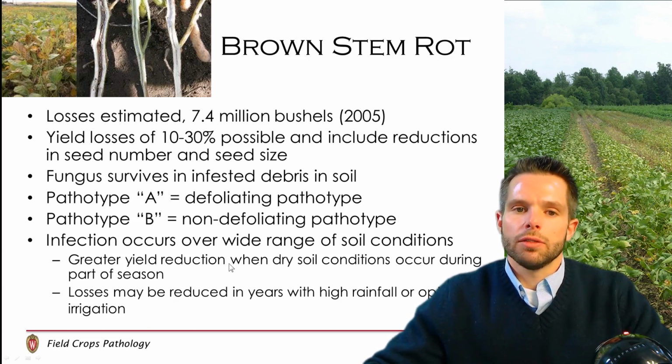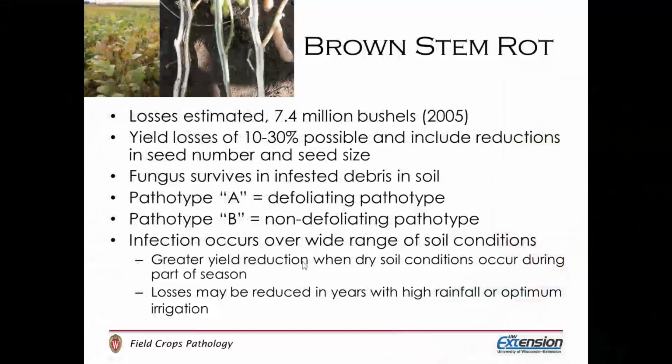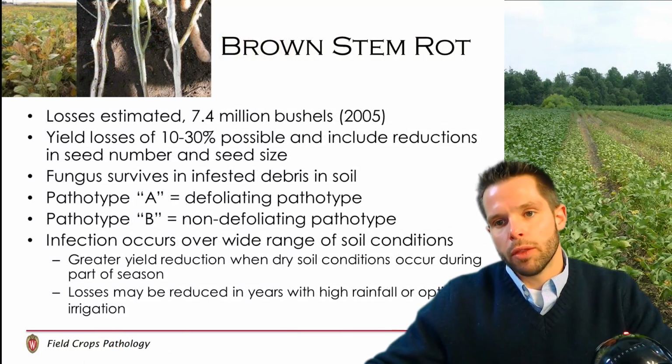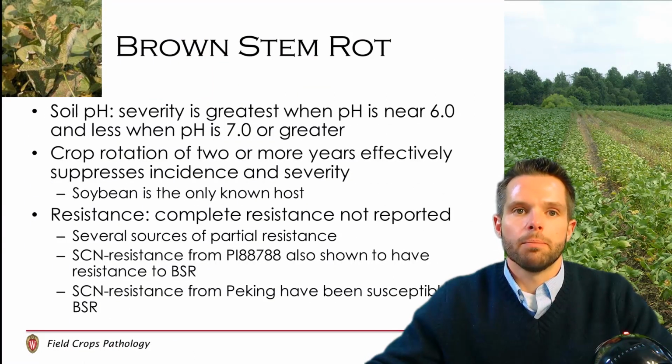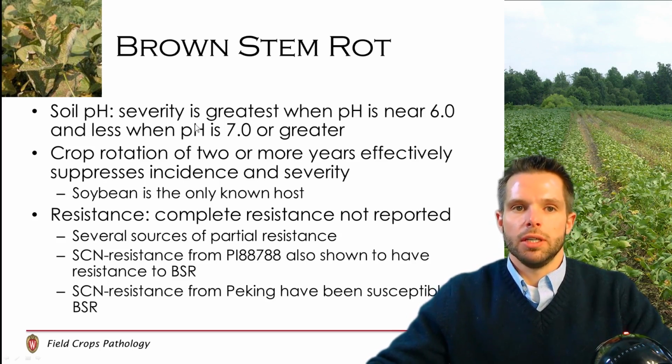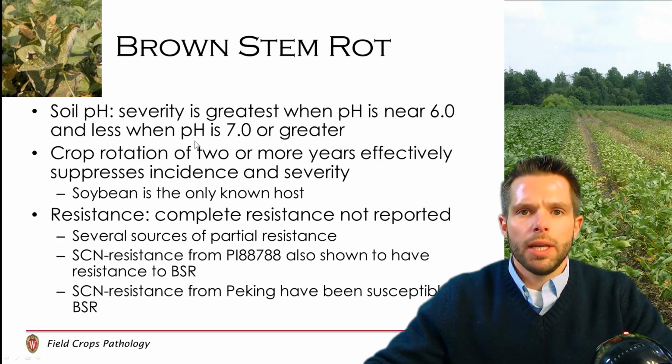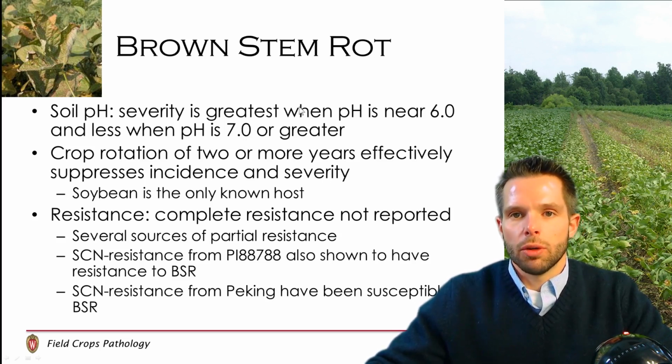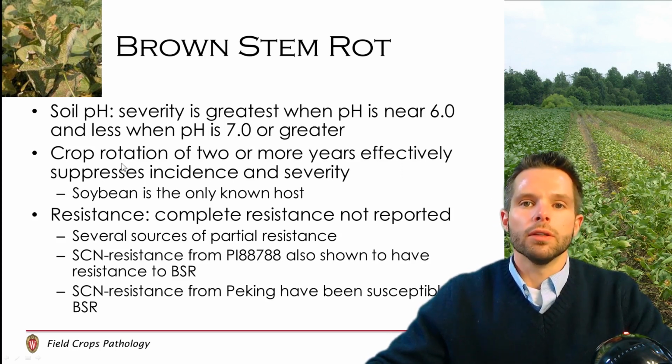Infection does occur over a wide range of soil conditions. However, greater yield reduction occurs when there's dry soil conditions during part of the season, and losses may be reduced in years with high rainfall or optimum irrigation, especially when it's early, and then if we withhold any irrigation or water later in the season. Soil pH can also be important for brown stem rot. Severity is greatest when pH is near 6.0 and less, and when pH is greater than 7.0, again, because this does stress plants. And so some soil testing and trying to manipulate soil pH here could help in problematic fields.